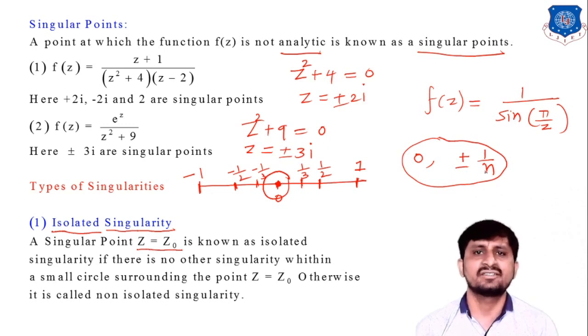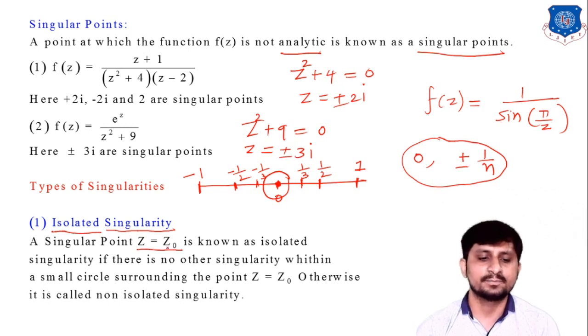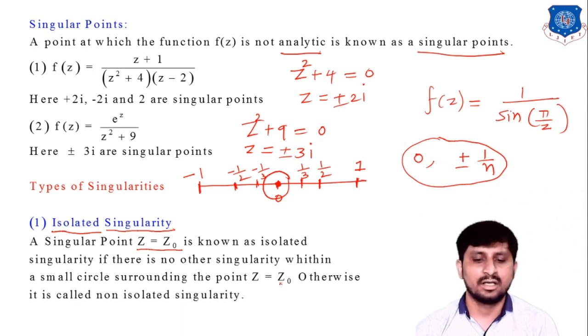From the exam point of view, it's not so important, but it's very interesting. So try to understand once again the definition. The singular point z is equal to z0 is known as an isolated singularity if there is no other singularity within a small circle surrounding the point z is equal to z0. Otherwise it is called a non-isolated singularity.